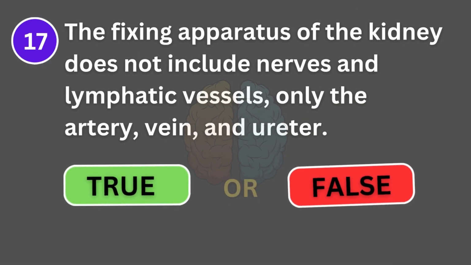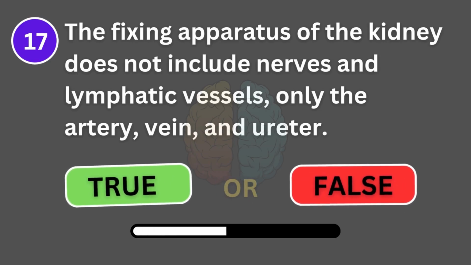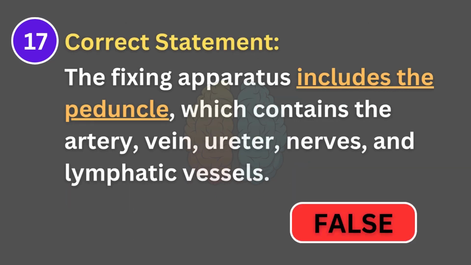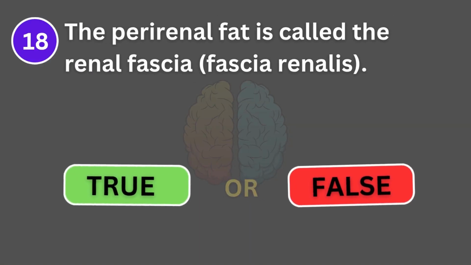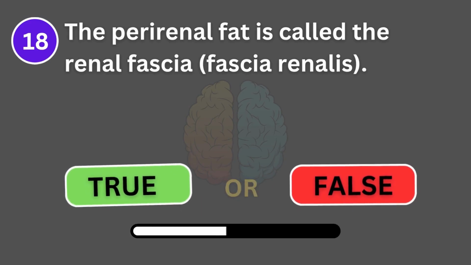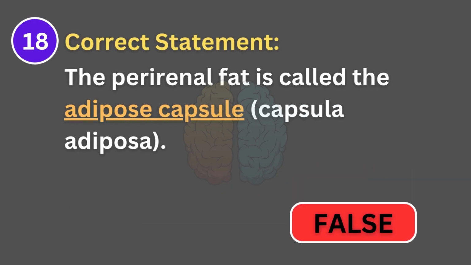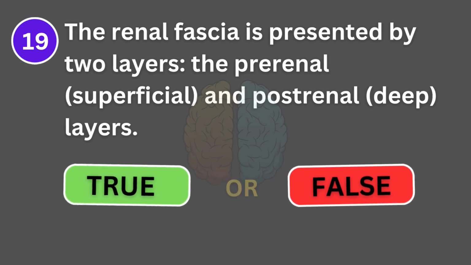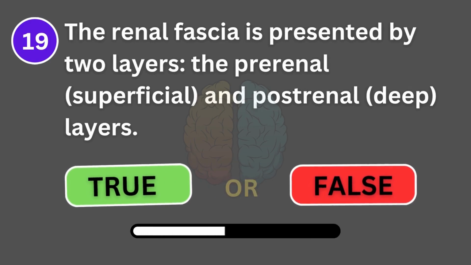The fixing apparatus of the kidney does not include nerves and lymphatic vessels, only the artery, vein, and ureter. The perirenal fat is called the renal fascia, fascia renalis. The renal fascia is presented by two layers, the prerenal, superficial, and postrenal, deep, layers.